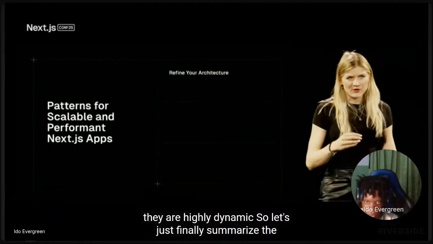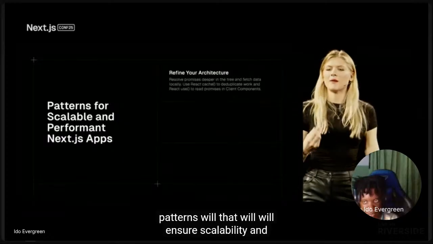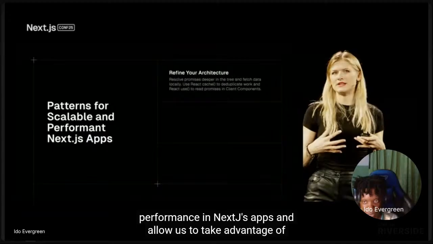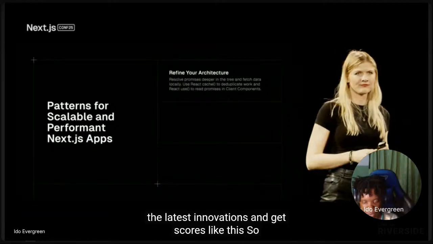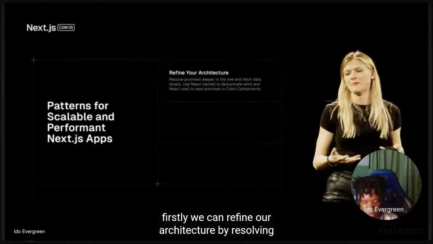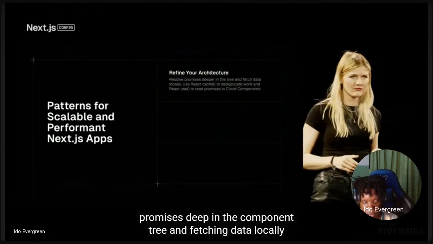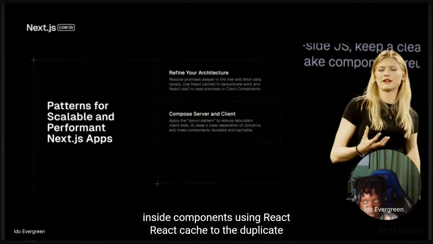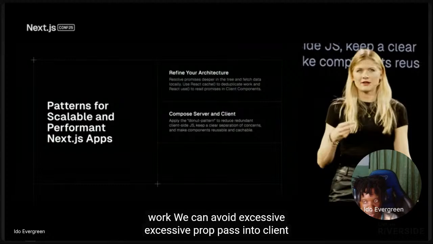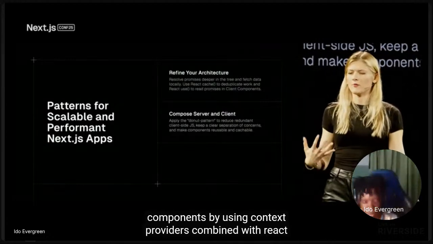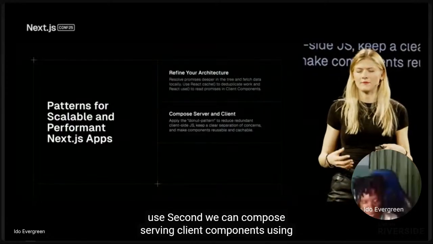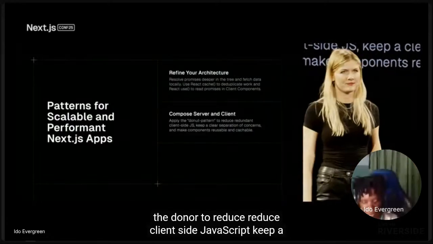So firstly, we can refine our architecture by resolving promises deep in the component tree and fetching data locally inside components using React Cache to avoid duplicate work. We can avoid excessive prop passing to client components by using context providers combined with React use. Second, we can compose server and client components using the donut pattern to reduce client-side JavaScript, keep a clear separation of concerns, and allow for component reuse. And this pattern will further enable us to cache our composed server components later.